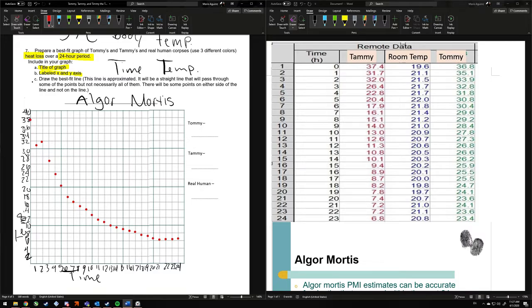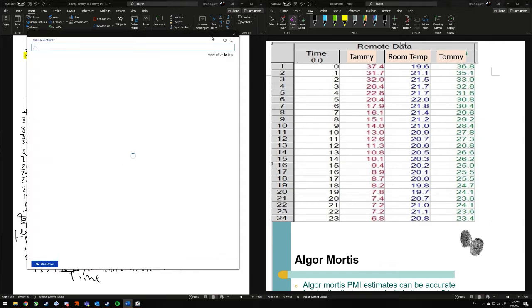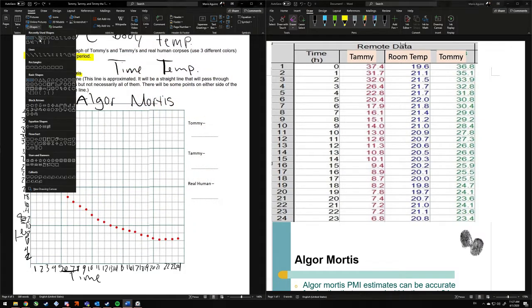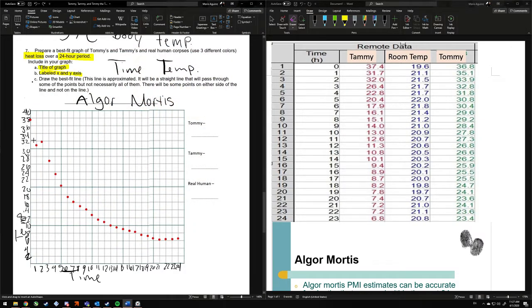Now we need to draw that line, right? Obviously, you're not just going to draw a huge line like that. Don't do that. That's harder than it seems. All you need to do is go to Insert, and then go to Shapes. Oh, not Online Shapes. You go to Shapes, and then you just click on the line.